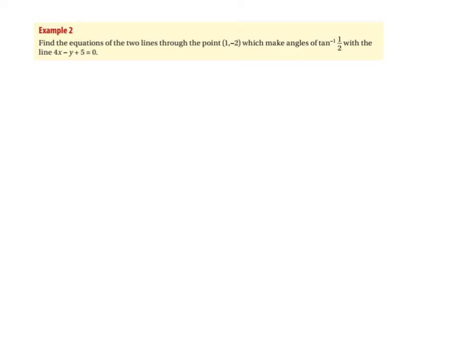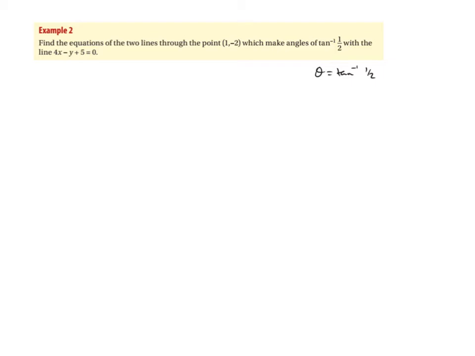Okay, the first thing we need to realise is it says find the equations of the two lines. We're looking for two equations of the line. It says through the point (1, -2), which makes angles of tan⁻¹(1/2). Some of you might not know what that means: tan⁻¹ of a half. So if you think about it, theta is equal to tan⁻¹ of a half.